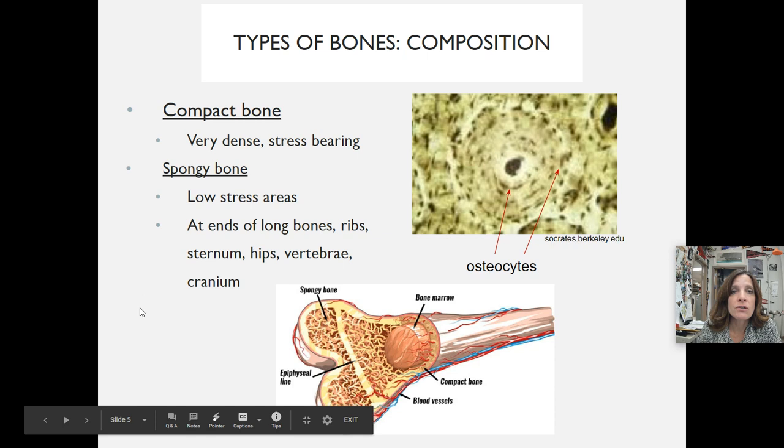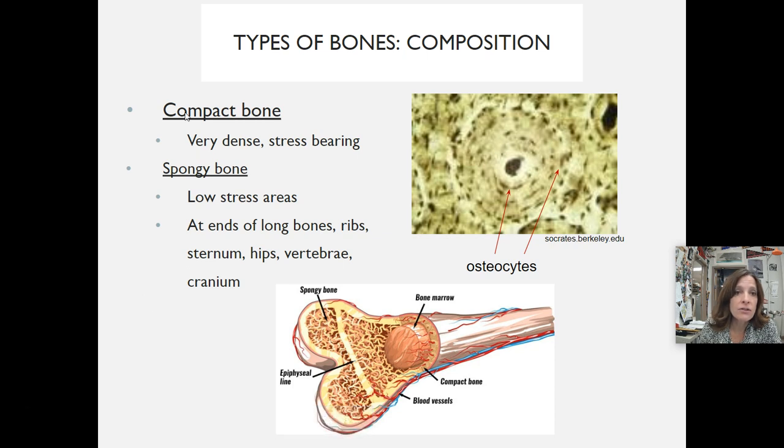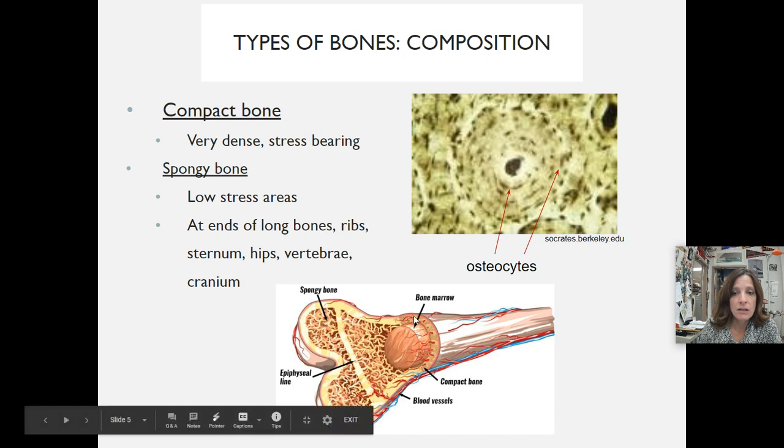So bones are also described in terms of their composition. So you've got compact bone and spongy bone. And this is a great picture. The compact bone is the stuff, and you can imagine it's much stronger, and the spongy bones are at the ends. So it's dense and stress bearing.